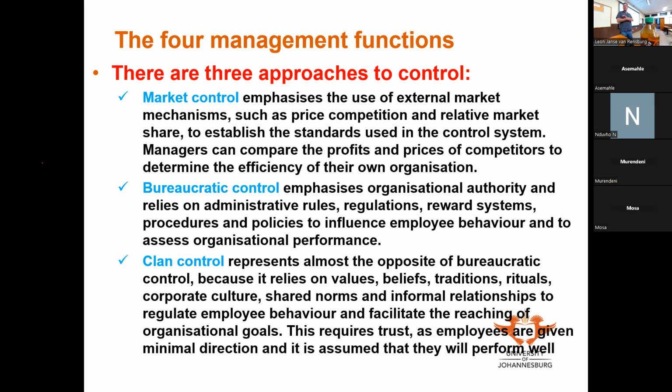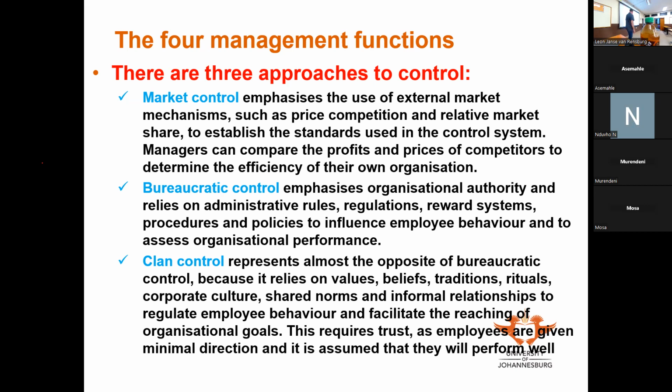Market control emphasizes use of external market mechanisms such as price competition and relative market share. So you see, we are talking about the stuff that top management will do. They will look at the pricing and things like that to establish the standards used in the control system. And with those prices, you need to know that you actually make a profit per product and things like that.